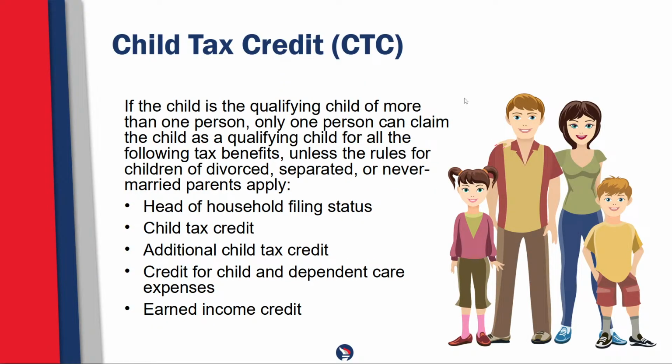If the child is the qualifying child of more than one person, only one person can claim the child as a qualifying child for all the tax benefits, unless the rules for children of divorced or separated parents or never married parents apply. And remember, we can't transfer over head of household. We can't transfer over child and dependent care expenses. Can't transfer over earned income credit.